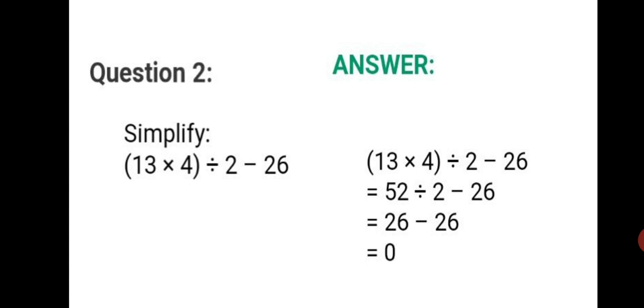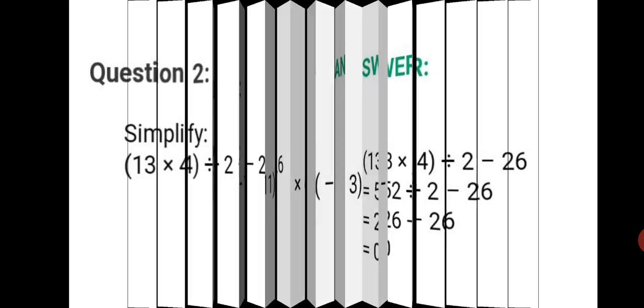Second step, division and subtraction is there. We will divide first. 52 divided by 2 is 26. Minus 26 is written as it is next to the answer. 26 minus 26, your answer is 0. So final answer 0. What did we do in this sum? We solved the brackets first, then we divided, and then we subtracted. Okay. Question number 3.